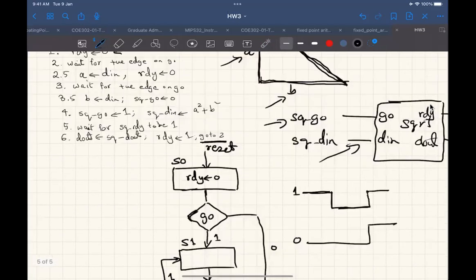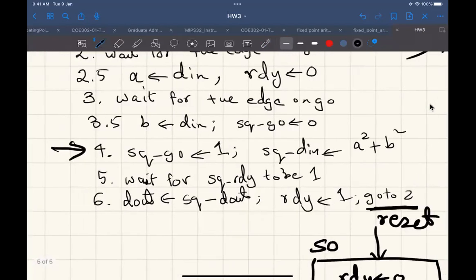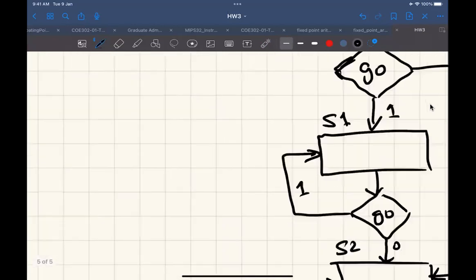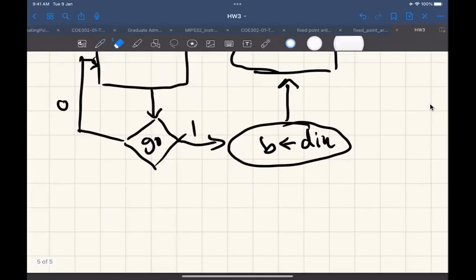I will do this step here, which is step number 4. You see, step number 4 is basically I'm setting this register, okay, and setting this register. Actually, I can set them together with this Mealy assignment. I don't need to wait for the next state. So I can say square go is 1. Is this possible? No, I cannot do that.